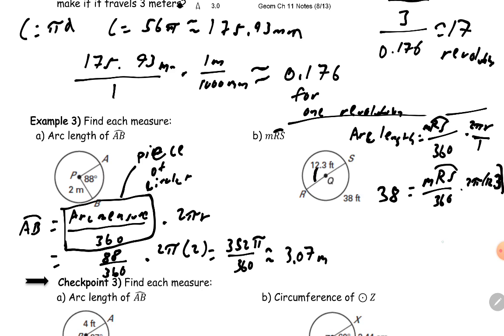Okay. So the first thing, I'm going to get rid of this denominator by multiplying both sides by 360. So it's 360 times 38. And I'm just going to call the arc measure of arc RS x. So x times 2 times pi times 12.3.